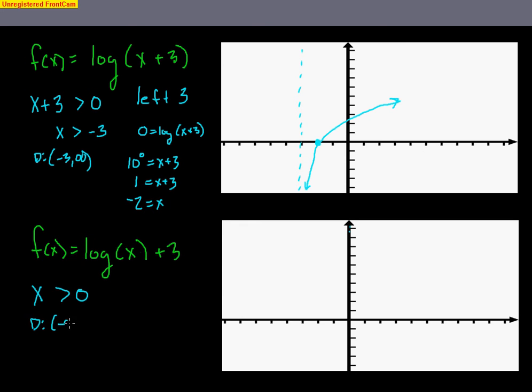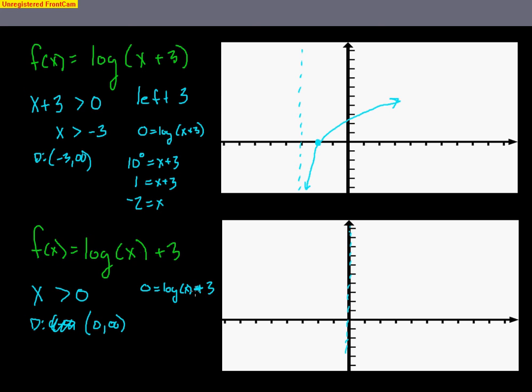My domain is still negative infinity. Sorry. My domain is 0 towards positive infinity. And so I still have that here. The whole graph just got moved up. That is going to change your 0, though. So let's set this equal to 0 and solve. And we're going to quickly see how my 0 changes dramatically.